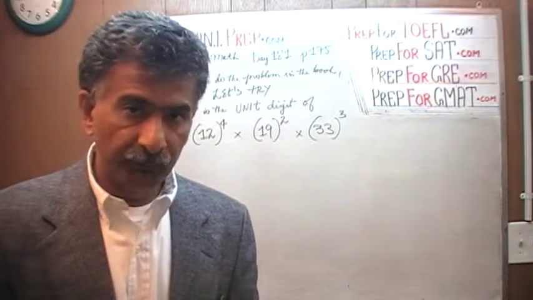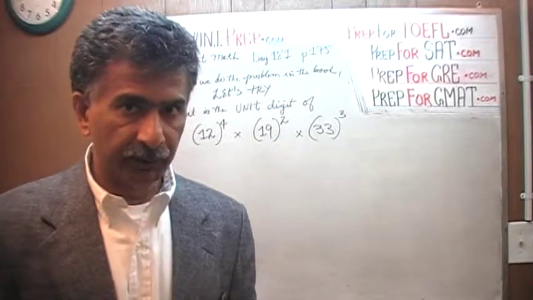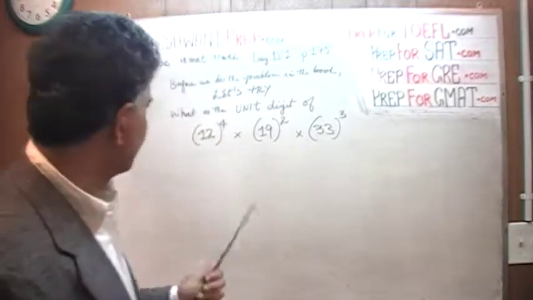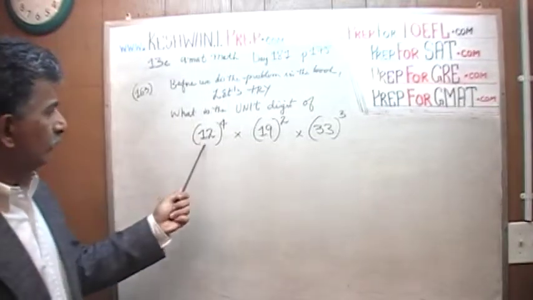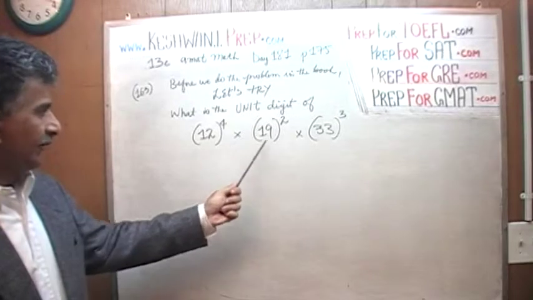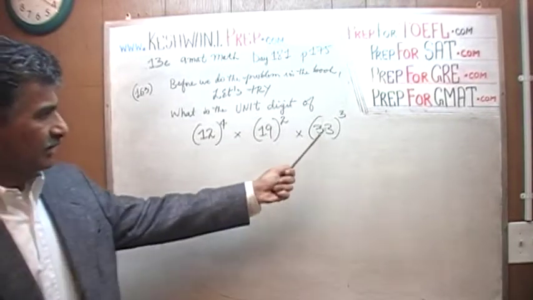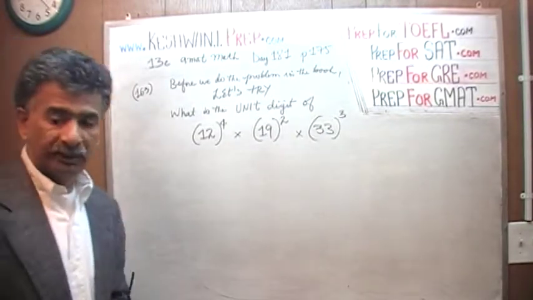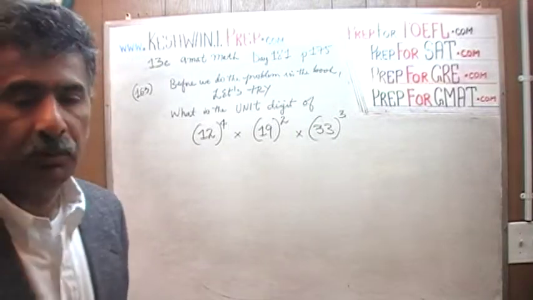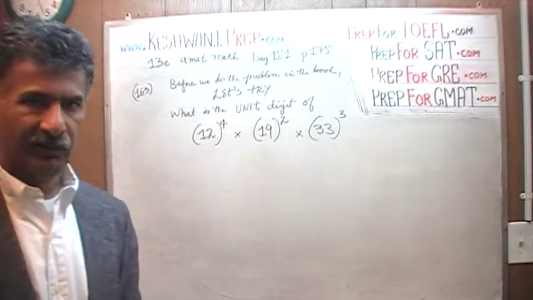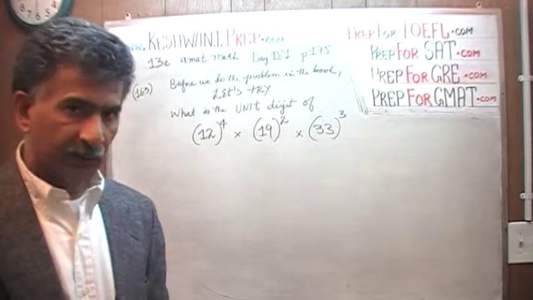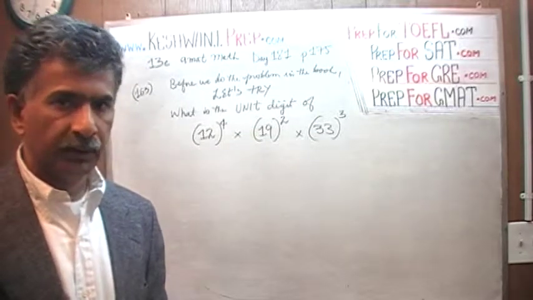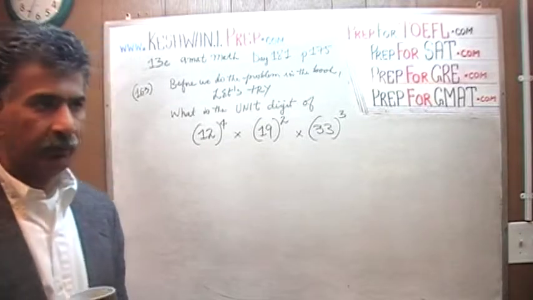Before we actually do that problem that you see in front of you there, let's try something else. Here's the problem we would like to try first. The question is, what is the unit digit of 12 raised to 4 times 19 raised to 2 times 33 raised to 3? What I want you to do at this point is to pause the video, do the problem yourself, and once you have the answer, resume the video and compare your work against the work that you and I are going to do together. Okay? I'll give you 5 seconds to pause and resume.